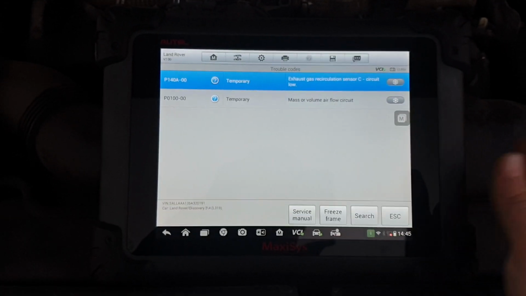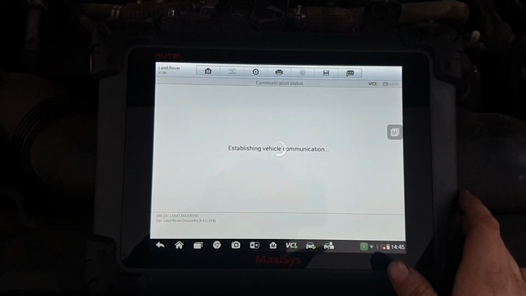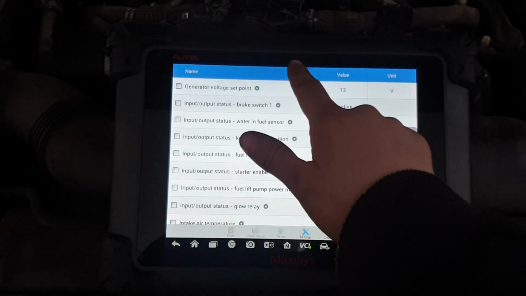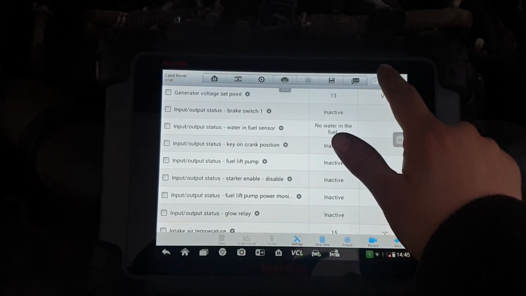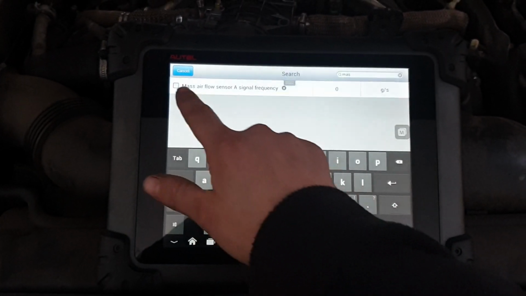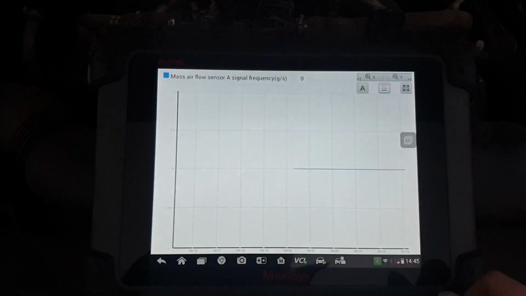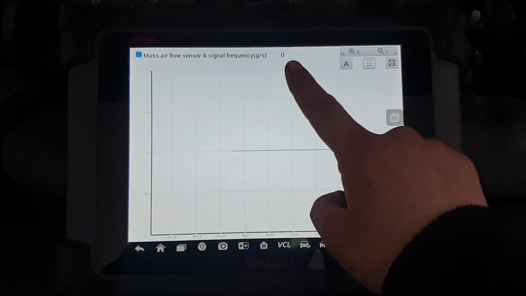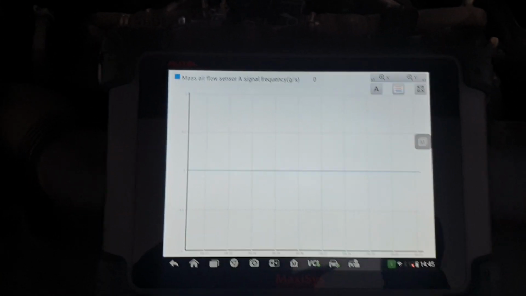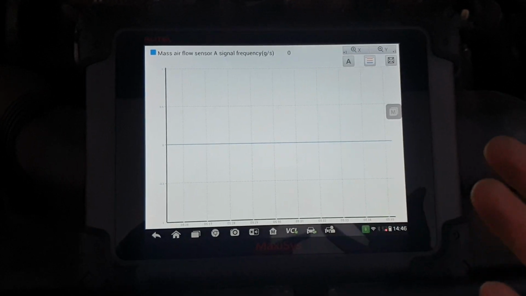So if we go back and look at live data, we want to see what the mass airflow sensor is currently doing. We search for our mass airflow sensor and graph it. Currently we're reading 0 grams a second. So now we need to identify, is the mass airflow sensor working?